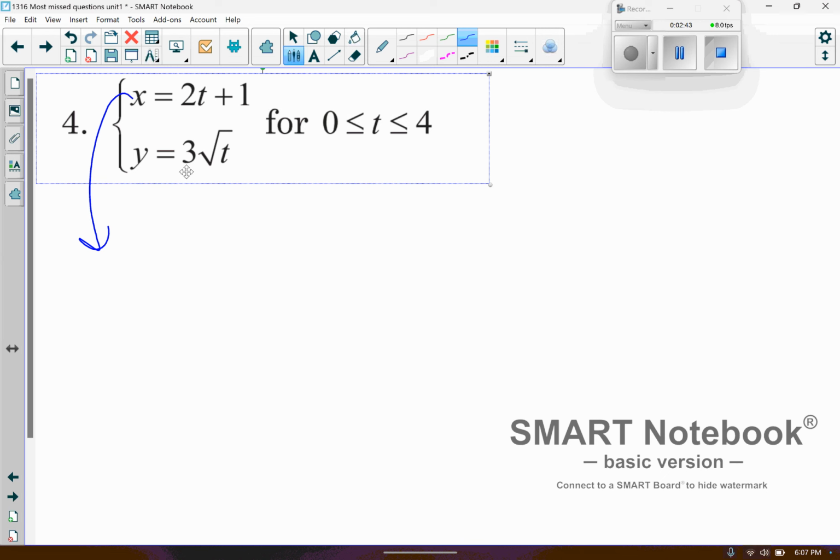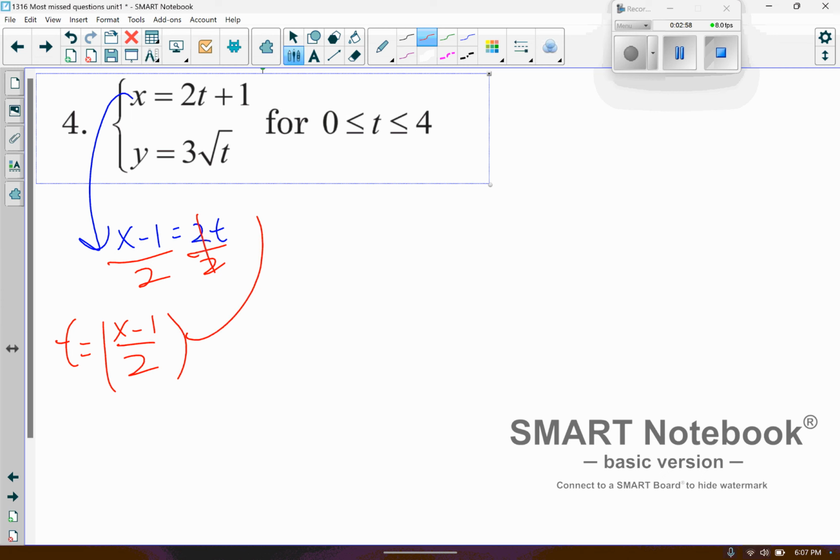First I would subtract 1, so I'd get x minus 1 equals 2t. Then we'll divide by 2 on both sides, and so we get that t is equal to (x minus 1) over 2. We're going to take this and plug it in right here, and that's really going to be it. So y equals 3 times the square root of (x minus 1) divided by 2, and that's it.